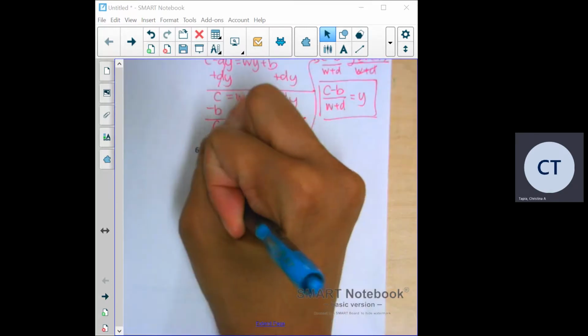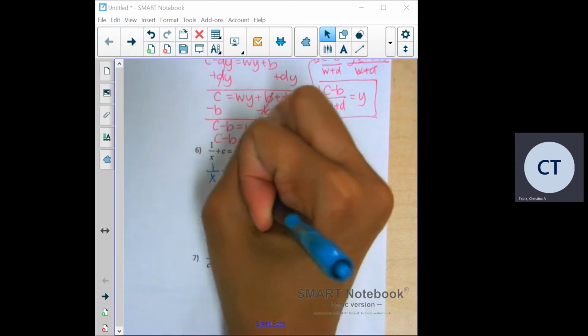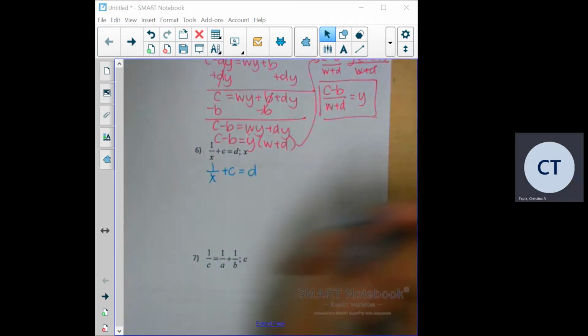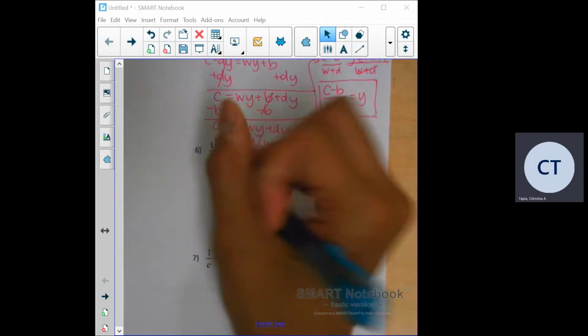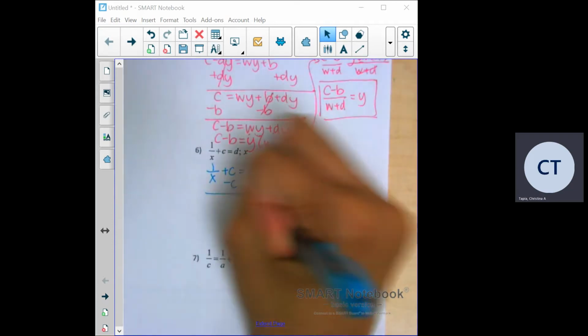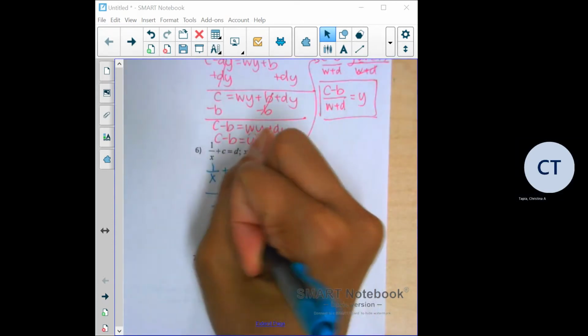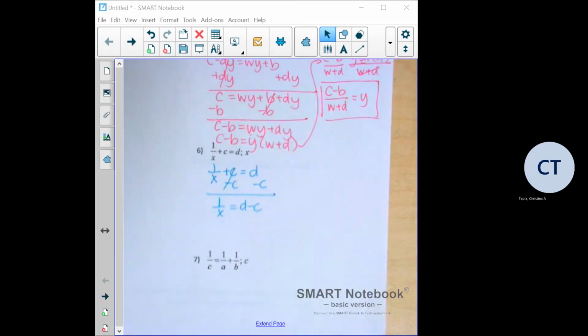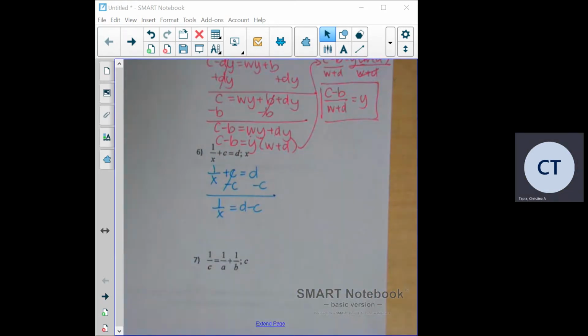So I'm going to make this 1 over x plus c equals d. Let's move this c to the other side of my equation. So I'm going to subtract c on each side. And now I need to get x by itself. Omar, what can I do to try to get x by itself? Give me a guess.